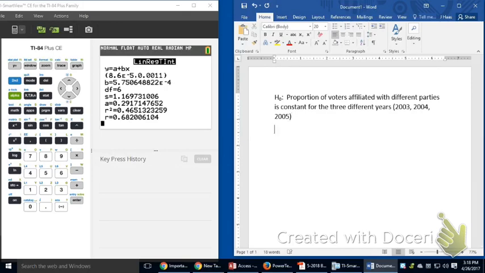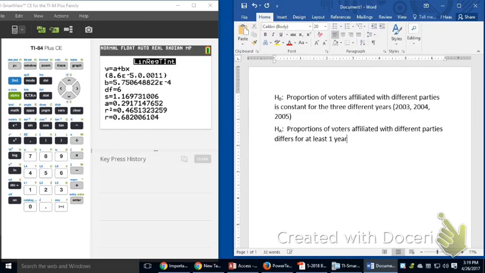is an alternate hypothesis, which for chi-square you can keep very simple. The alternate hypothesis is just that the proportion of voters affiliated with different parties differs for at least 1 year.